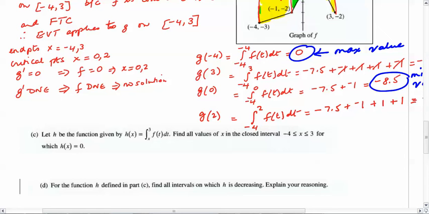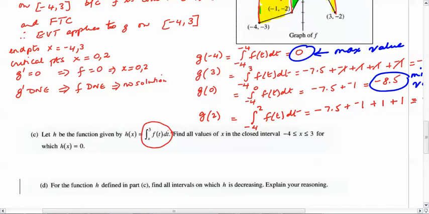So what do I have to do here? I have to find all the values of x in the closed interval from -4 to 3 for which h of x equals 0. So here's a question. When will this be 0? In other words, what would x have to be? So going from mystery number to 3, the integral from mystery number to 3 of f dt gives me 0.